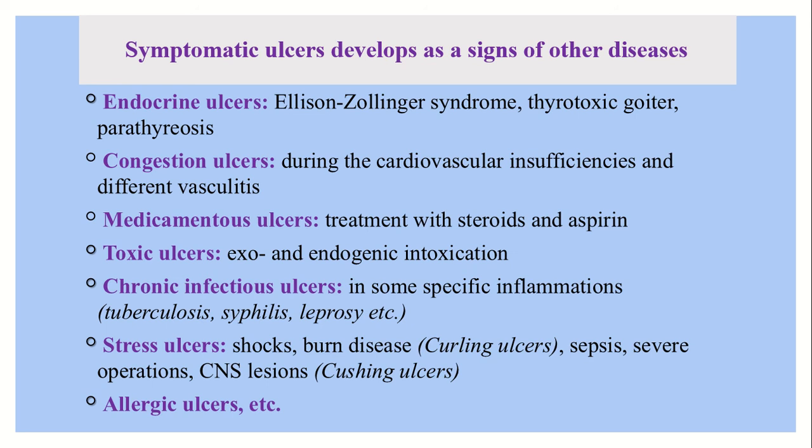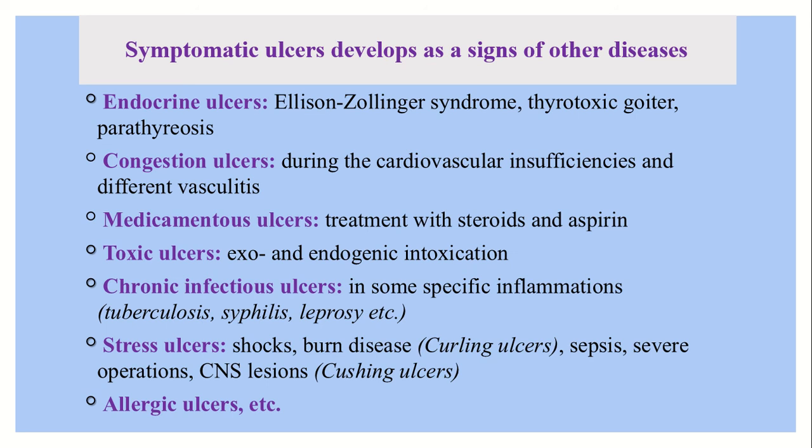Then the ulcers resulting from hematological and secretory disorders. For example, we call them congestion ulcers during cardiovascular insufficiencies and different vasculitis or cardiovascular failures. The medicamentous ulcers occur during treatment with steroids and aspirin. Then toxic ulcers, and chronic infection ulcers, for example in some specific inflammation: tuberculosis, syphilis, leprosy, etc.